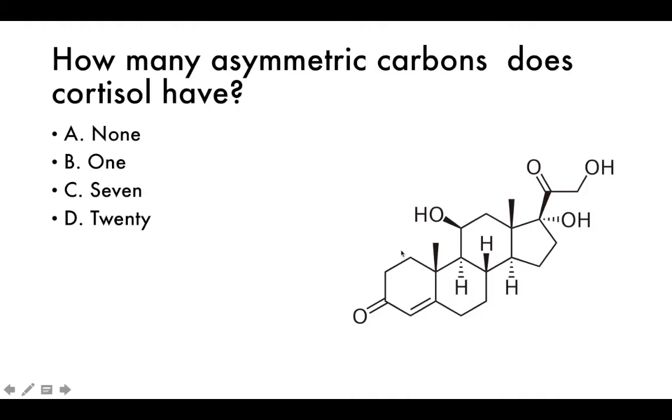So let's count the wedges. How many do we see? 1, 2, 3, 4, 5, 6, and then this carbon here has 2 substitutions, one that's coming out at you and one that's going back into the page behind. So that's number 7. So the correct answer is that there are 7 asymmetric carbons.